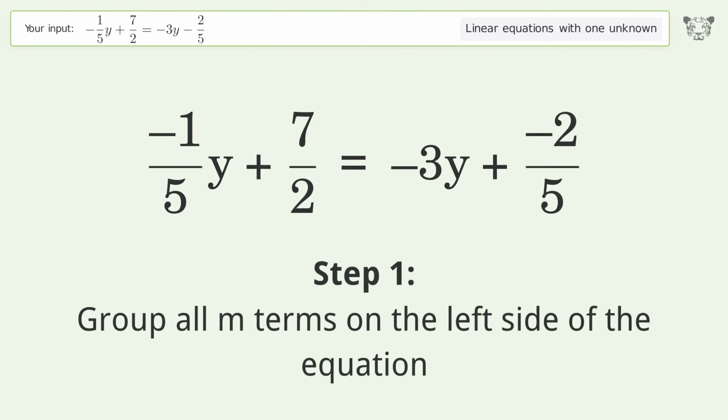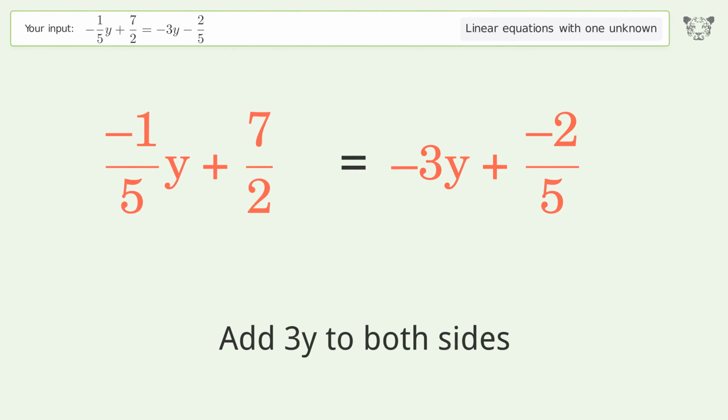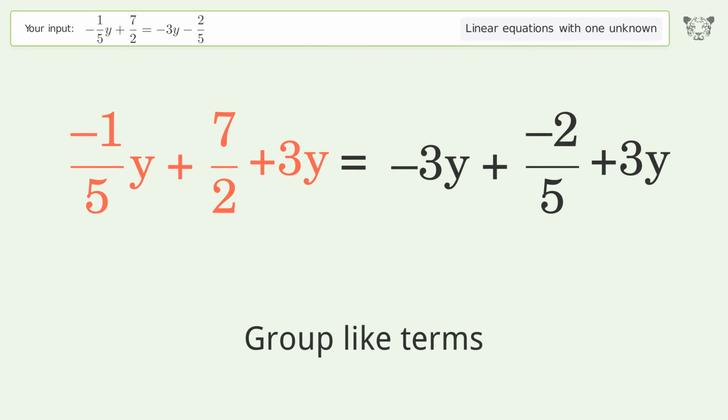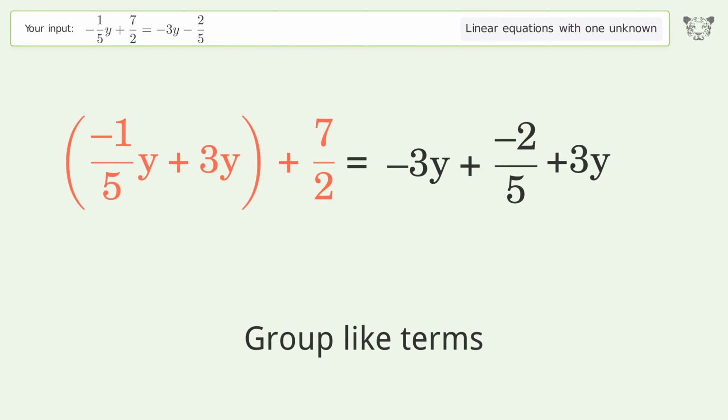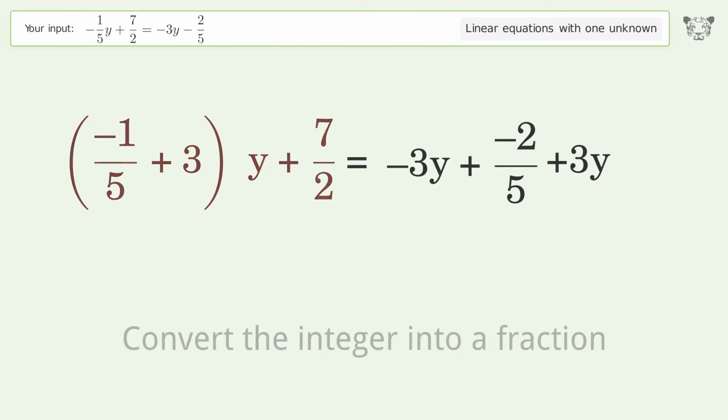Group all m terms on the left side of the equation. Add 3y to both sides. Group like terms. Group the coefficients. Convert the integer into a fraction.